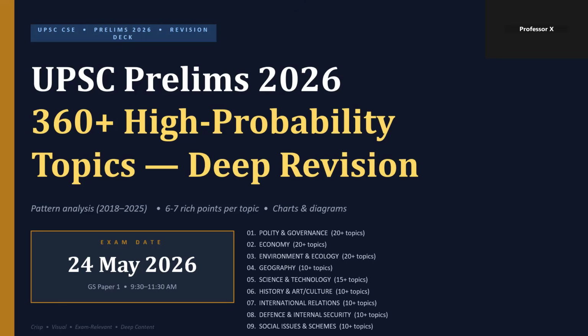So these 360 topics are distributed among 9 sections: polity and governance, economy, environment and ecology, geography, science and technology, history and art culture, international relations, defense and internal security, and social issues and schemes. You'll see that in each of these sections there would be multiple themes, and in each of those themes you would find multiple topics. So we'll start with this.